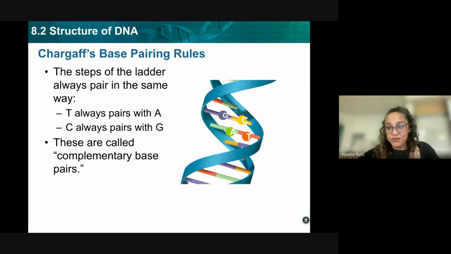Now, that's not to say there's not mutations where all of a sudden one changes, but that causes problems. Just like an extra chromosome causes problems. A mutation in a G, a C, a T, or an A will cause problems. And we'll talk about that later in the chapter. But Erwin Chargaff is the man that discovered this. So he gets credited with the base pairing rules.